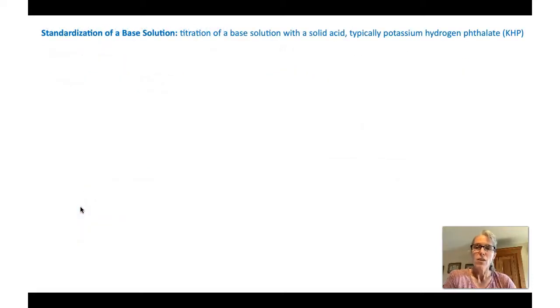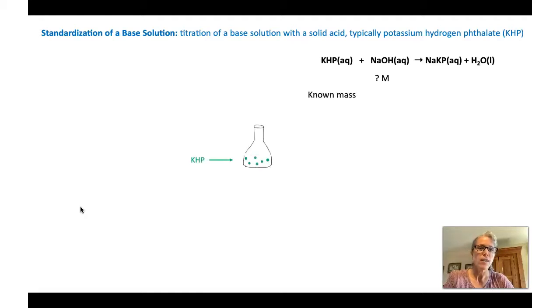When we standardize a base solution, we usually use a solid acid, and it's typically potassium hydrogen phthalate, which we'll abbreviate KHP. That KHP is a monoprotic acid. It'll react in a 1-to-1 ratio with the sodium hydroxide, whose concentration we don't know. Like I said, we use solid KHP because we can measure it very precisely. We put that into a flask, and then we need to add some water so that it dissolves and can react readily with the sodium hydroxide.